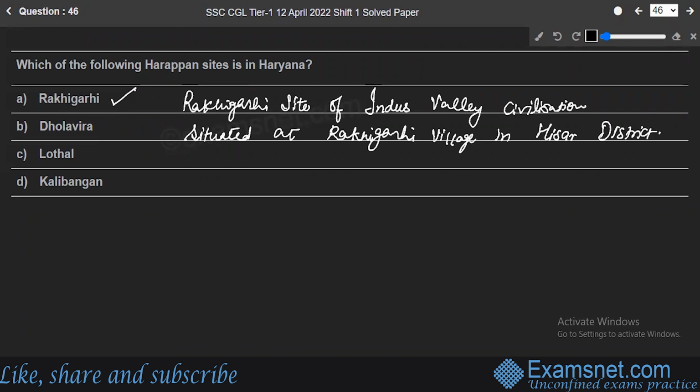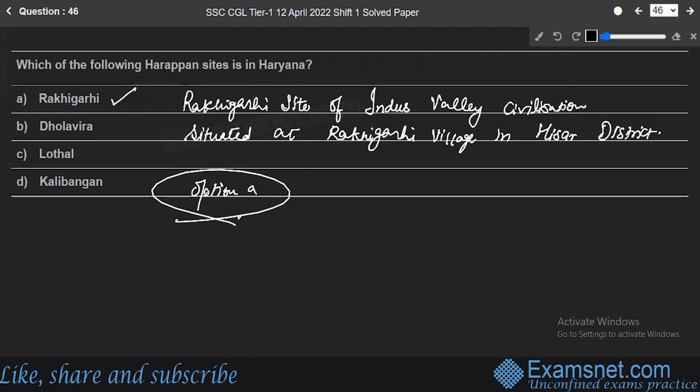This site is located at Saraswati River Plain, some 27 kilometers from the seasonal Gaggar River. So, Rakhigari, option A, is the answer to the question. Hope you are clear with this.